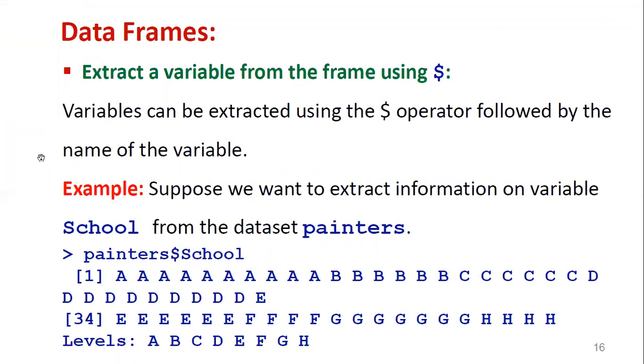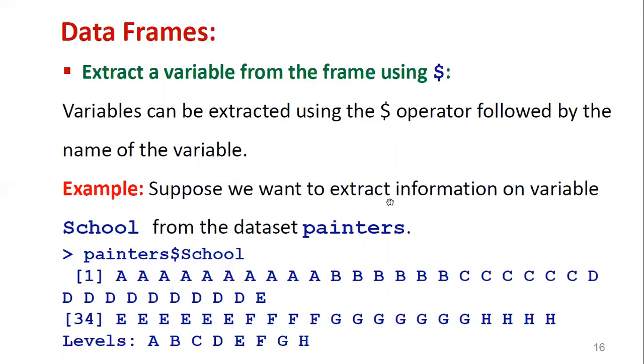Next, how to extract a variable from the frame by using the symbol $. Variables can be extracted using the $ operator followed by the name of the variable. In this example, at the beginning of the data frame discussion we saw painters$school. So the data set name followed by the $ symbol followed by the name of the variable. Then we can extract a variable from the frame using this symbol.